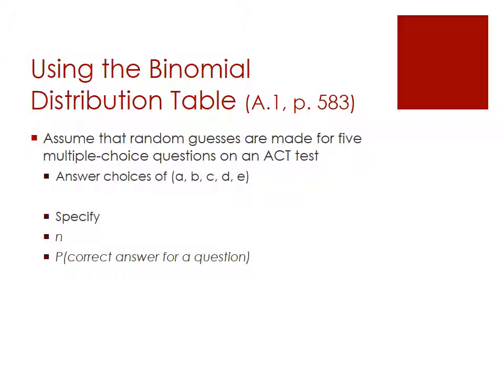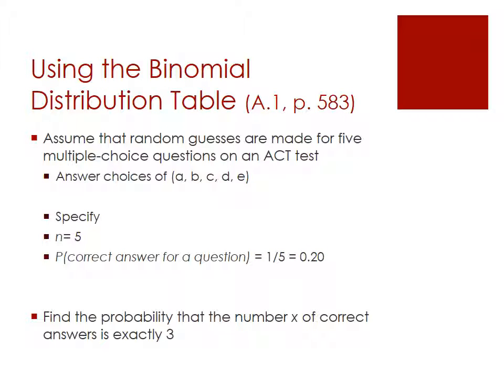Now, in this particular problem, we're going to assume that random guesses are made for 5 multiple choice questions on an ACT test. The answer choices are A, B, C, D, and E. So we need to start off by specifying what our N is, and also what we're solving for. Here we're looking for the probability of a correct answer for a question. Our N is going to be equal to 5, since random guesses are made for 5 multiple choice questions, right? And the probability of getting a correct answer for any one question is going to be 1 divided by 5, so it's going to be 0.20. That would be our small p.